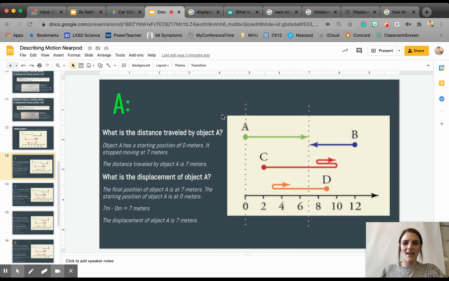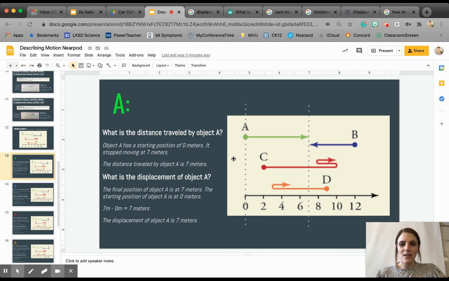So let's take a look at A. What is the distance traveled by object A? So in order to calculate the distance, again, we're looking at the entire length that this object has traveled. So it is starting at 0 meters and it is traveling until 7 meters. So we would say that the distance they traveled is 7 meters.